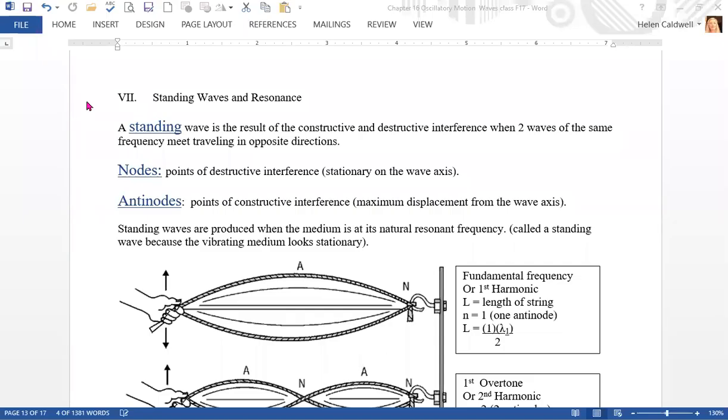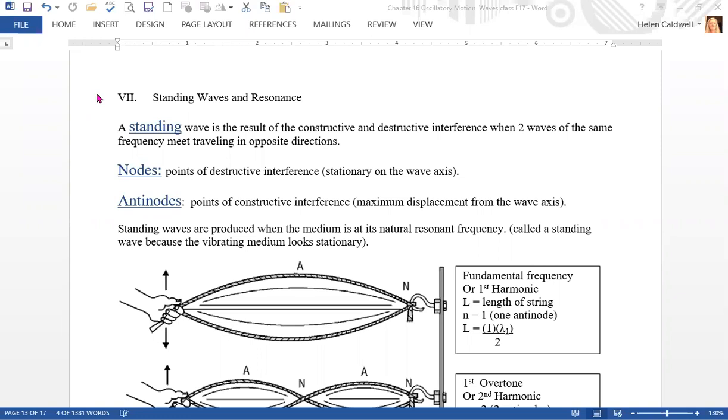Welcome back to chapter 16. We are continuing with our discussion about waves and resonance. And now I want to talk about standing waves. So a standing wave is a result when you have constructive and destructive interference. And it occurs when two waves have the same frequency, but they meet traveling in opposite directions.